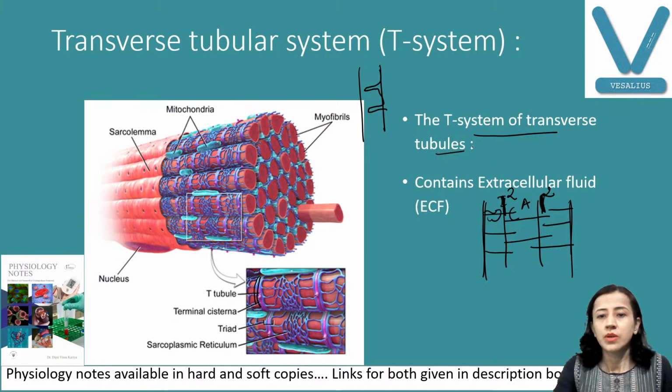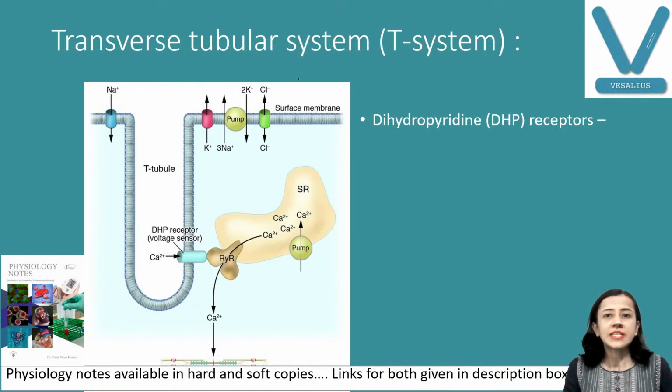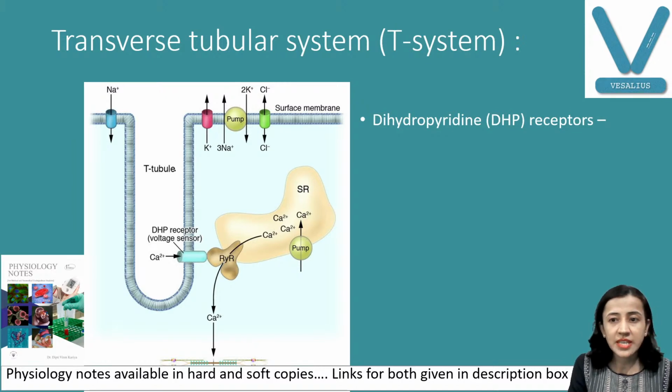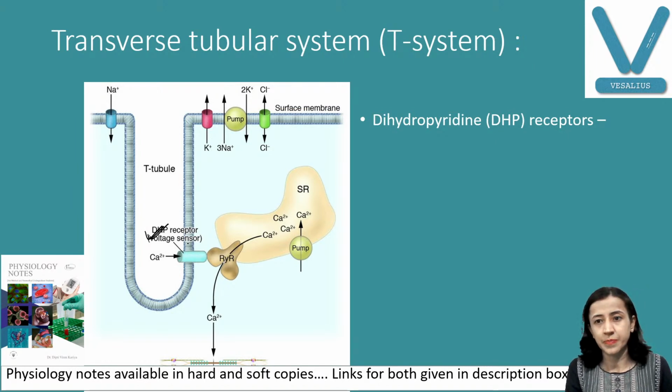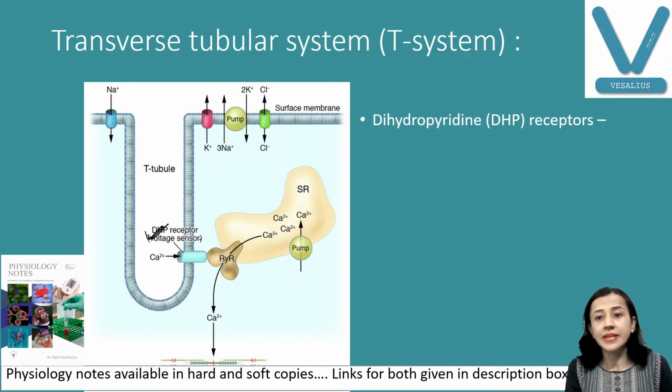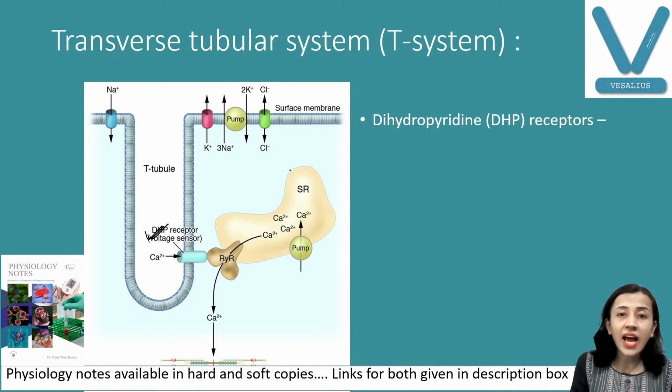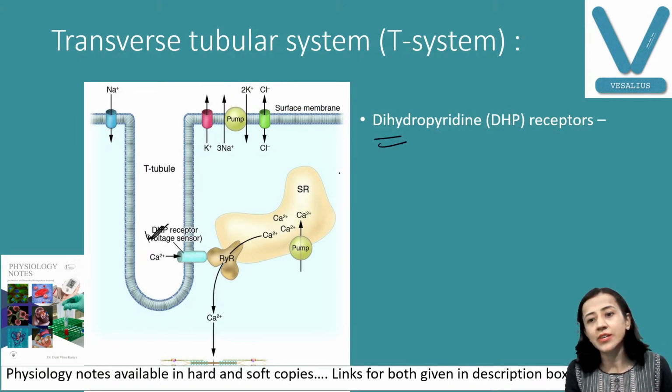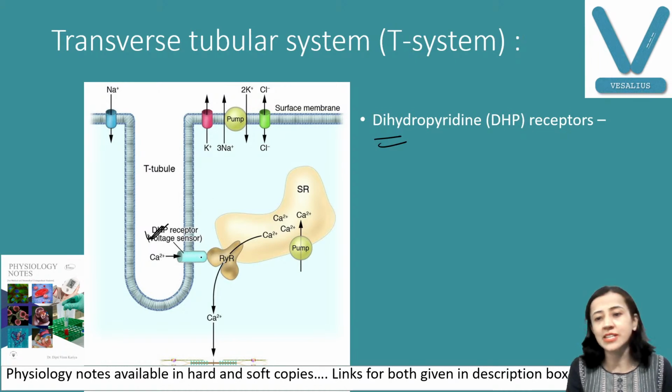Now this is again the T-tubule or transverse tubule. The membrane of the T-tubule contains DHP receptors, dihydropyridine receptors. These are voltage sensor receptors, or you can say voltage sensor calcium channels. These are blocked by the drug dihydropyridine, so they are known as dihydropyridine receptors. When they get activated, they increase calcium entry, which in turn activates the longitudinal sarcoplasmic reticulum.